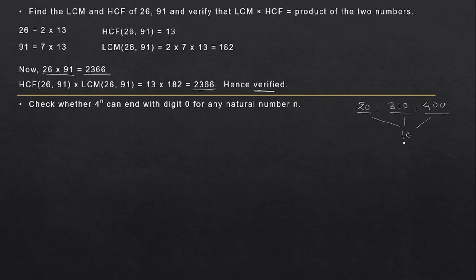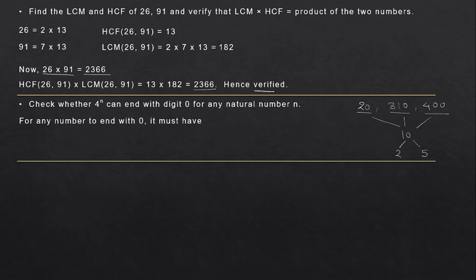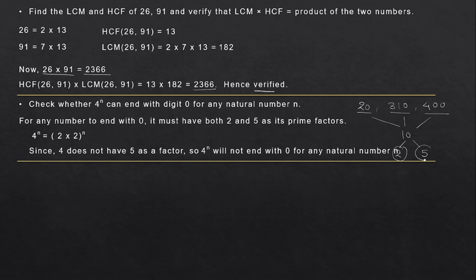Now, what are the prime factors of 10? The prime factors of 10 are 2 and 5. So, we need to understand that for any number to end with 0, it must have both 2 and 5 as its prime factors. Now, see, the prime factors of 4 are 2 times 2. I can't see a 5. Until there is a 5, the number cannot end with a 0. Therefore, 4 power n will not end with 0 for any natural number n. This is one kind of question which we have seen coming repeatedly in the exam. So, I hope this is understood.